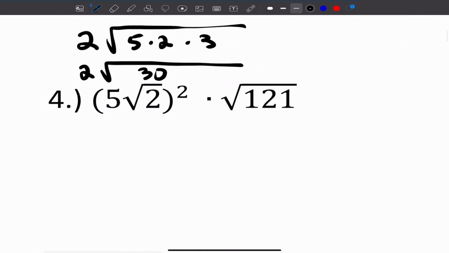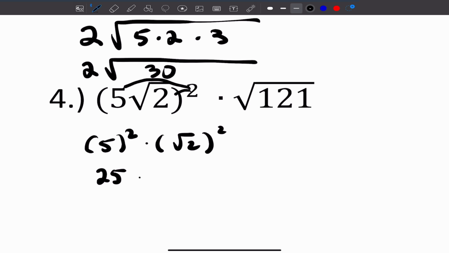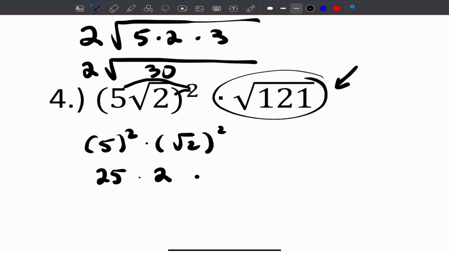Number 4, okay, so just like what we did before, we're going to distribute the exponent of 2 to each number. So I have 5 quantity squared times root 2 the quantity squared. 5 quantity squared is 25 times root 2, or root 2 the quantity squared is just 2. And then we have this times 121. So times the root 121.